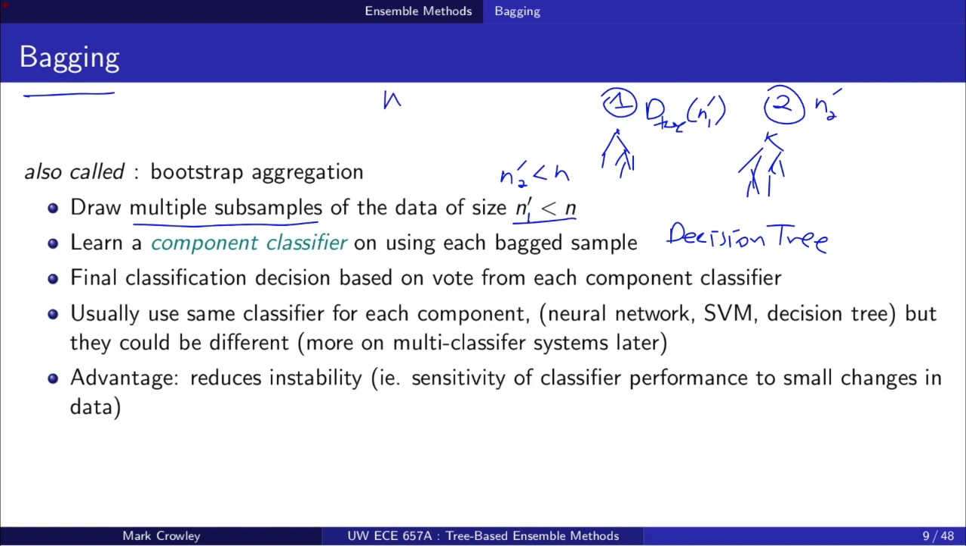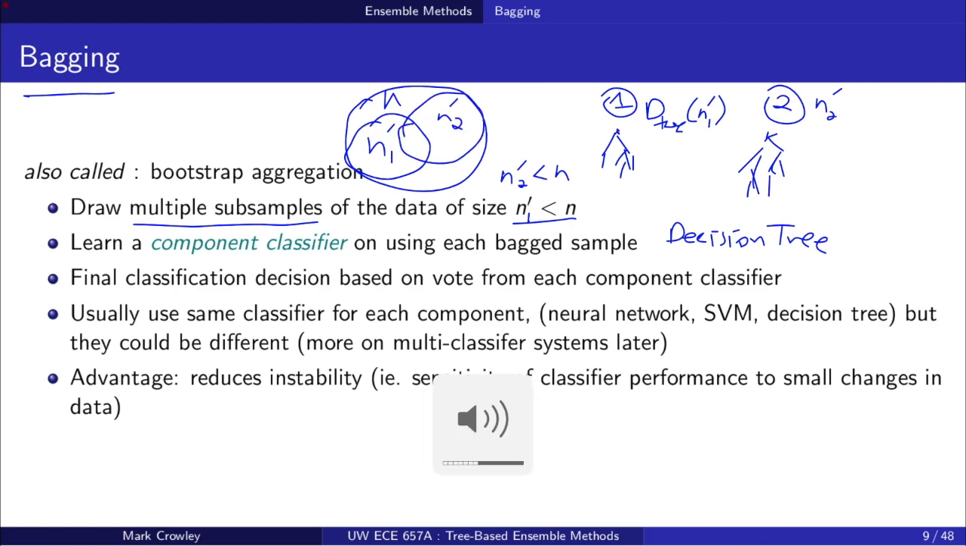So if we say N is the entire data set, that's not a very good circle. N is the entire data set. N prime 1 is going to be some subset of it. But these two data sets may overlap. We don't know or care how much. They're just samples of it. And we're going to learn multiple of these, and then a whole bunch to give us a bagged classifier. So this is called bagging. And I don't know why they called it bagging, but they had to come up with something.